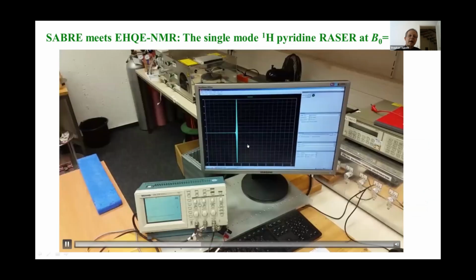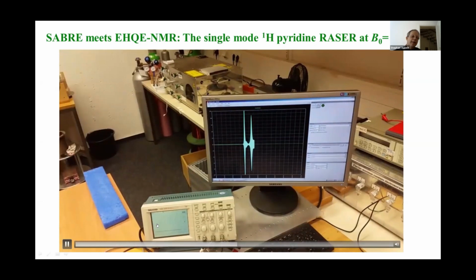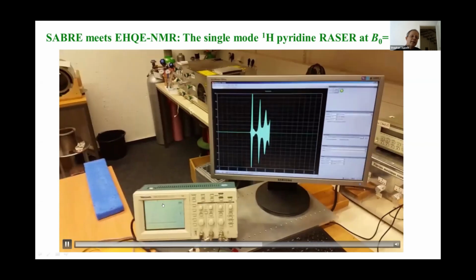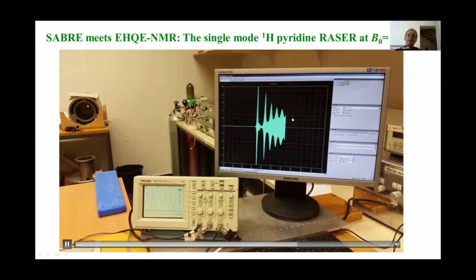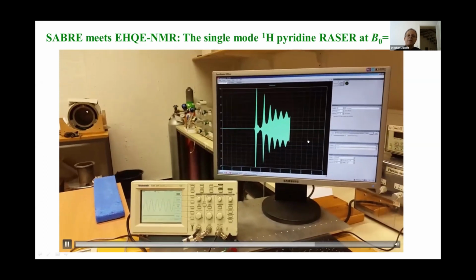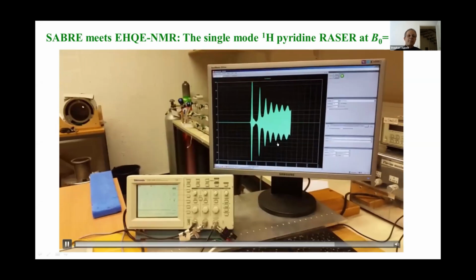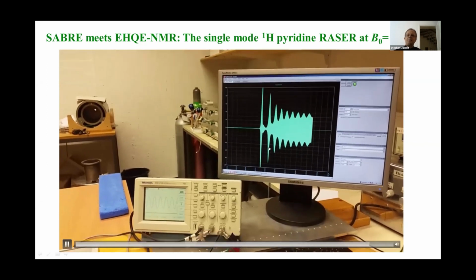We got that in the Aachen lab. You can see the initial relaxation oscillations, so in practice live, and here on the oscilloscope you can see the 166 kilohertz time resolved in real time. So you can follow it, and after a minute or so you have a continuous, forever RASER signal. Okay, we were surprised that this is so simple, but it is simple.